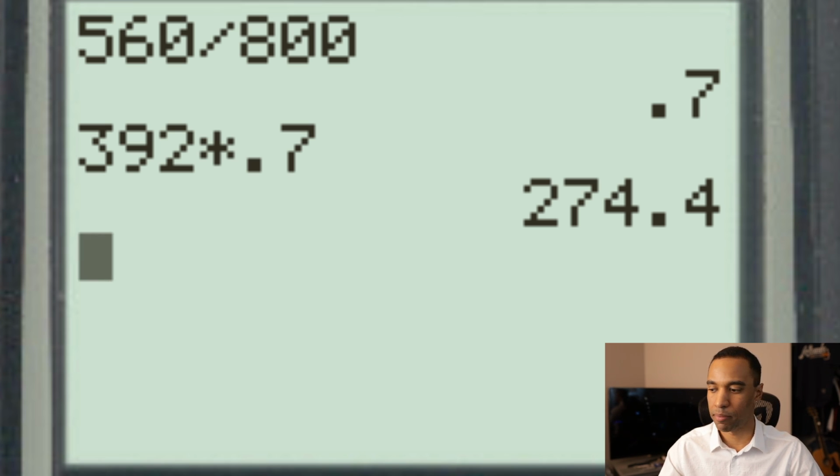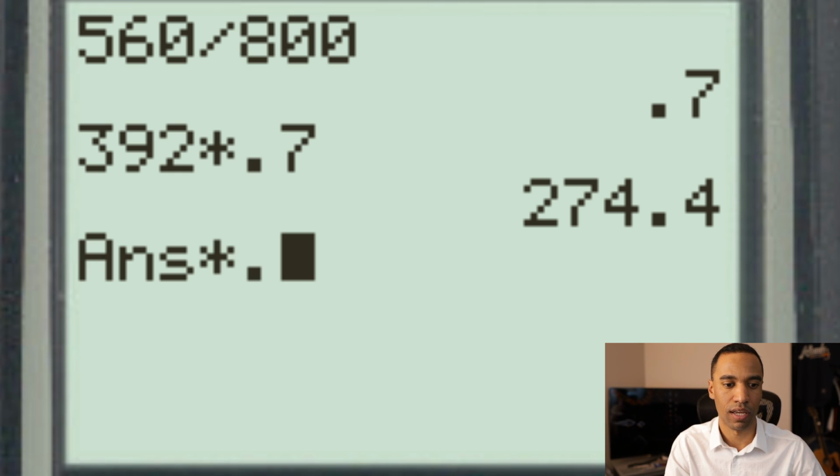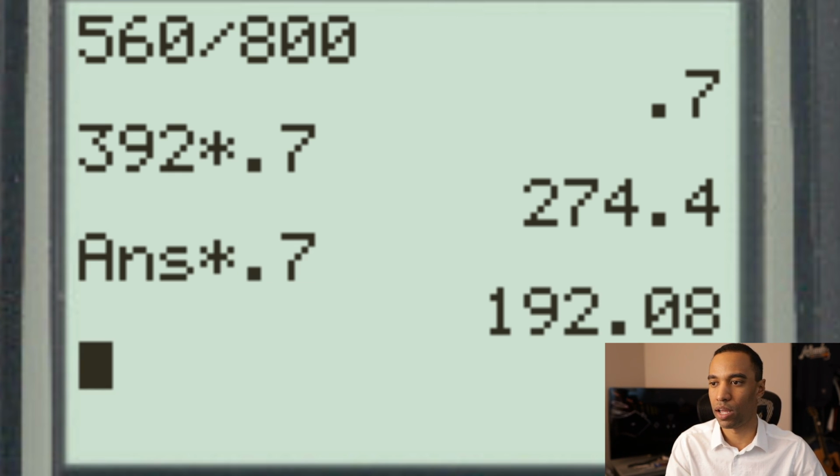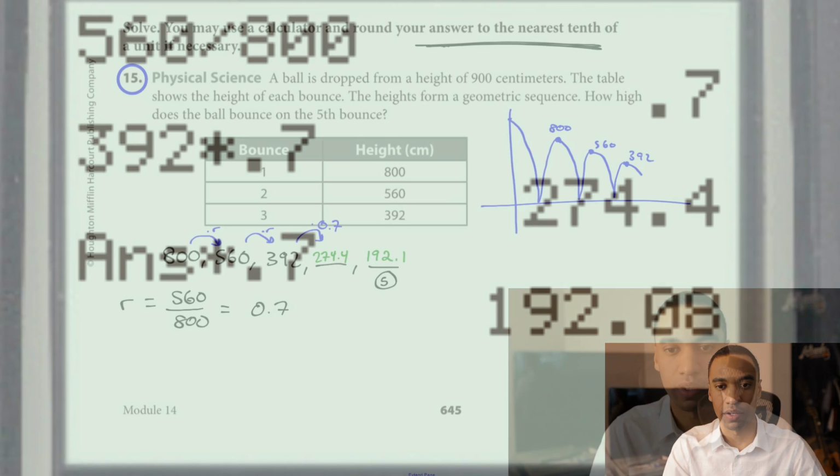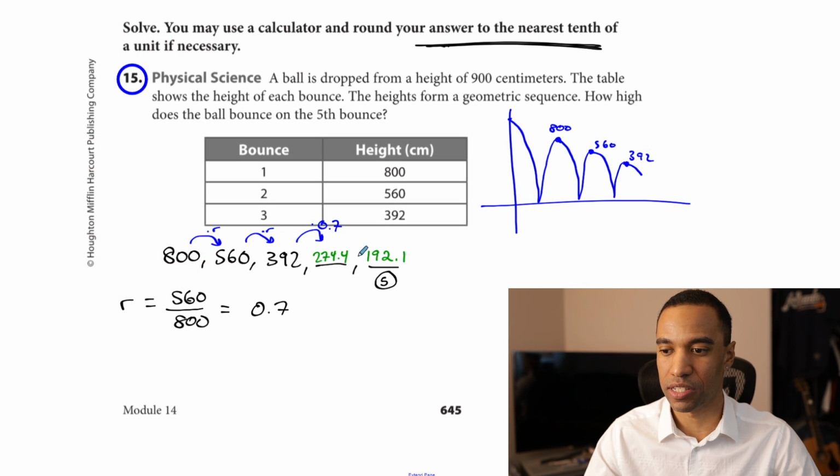For the sake of time, I'm going to go ahead and continue on this screen. I'm going to multiply this number by 0.7 as well, and we get 192.08. Now, they say that we may round to the nearest tenth. I'm going to do two things here. I'll talk about something that's in excess to this problem. I'm also going to show you the 6th bounce as well. I'm going to write 192.1 because they said that we may round. So the answer is 192.1 centimeters.